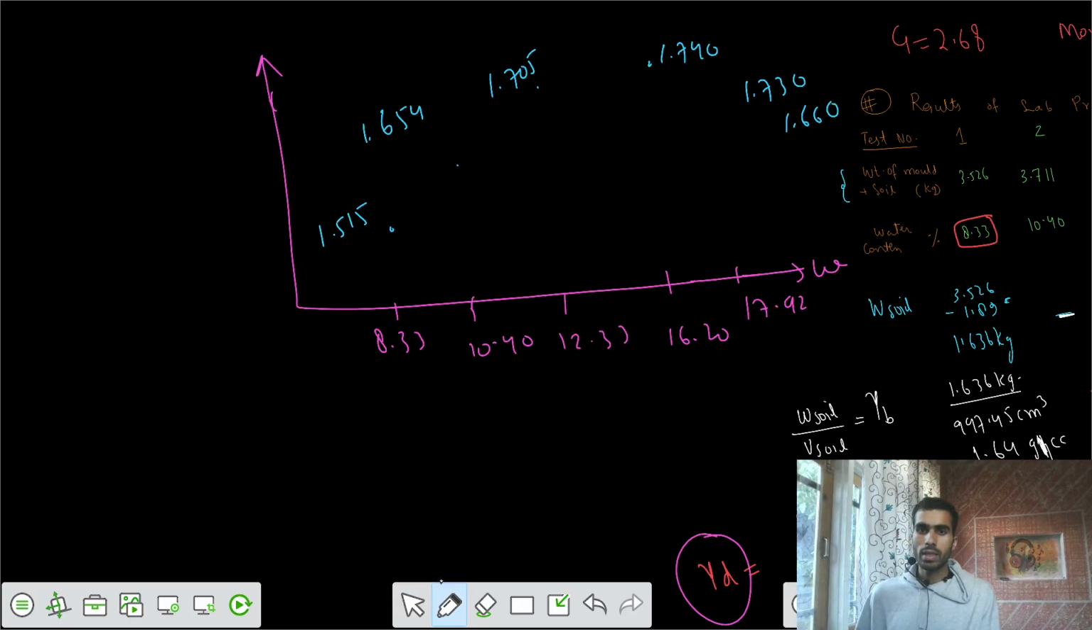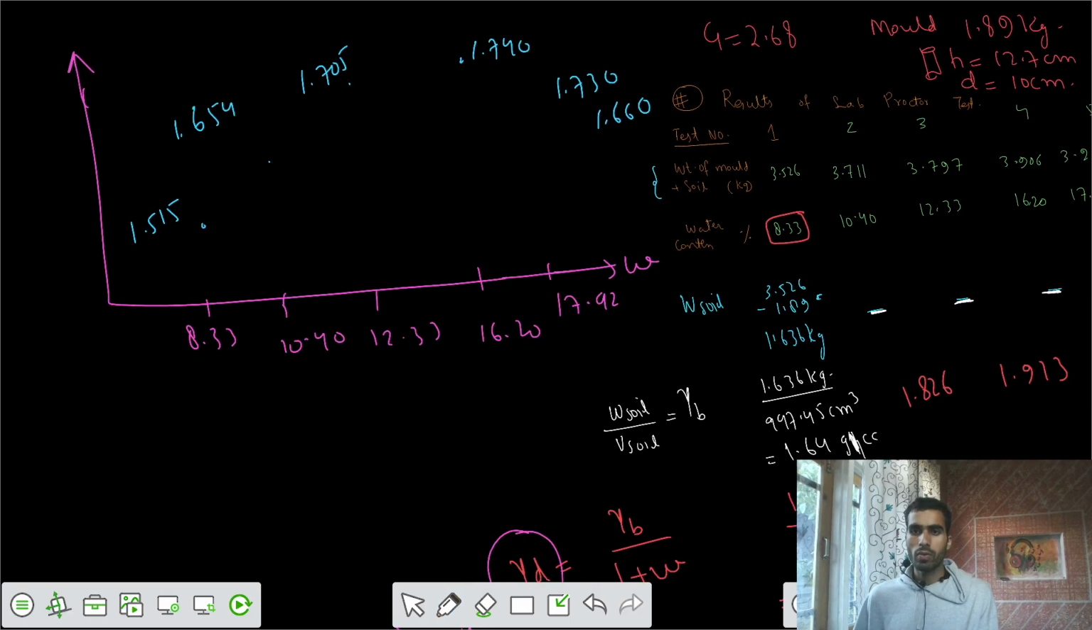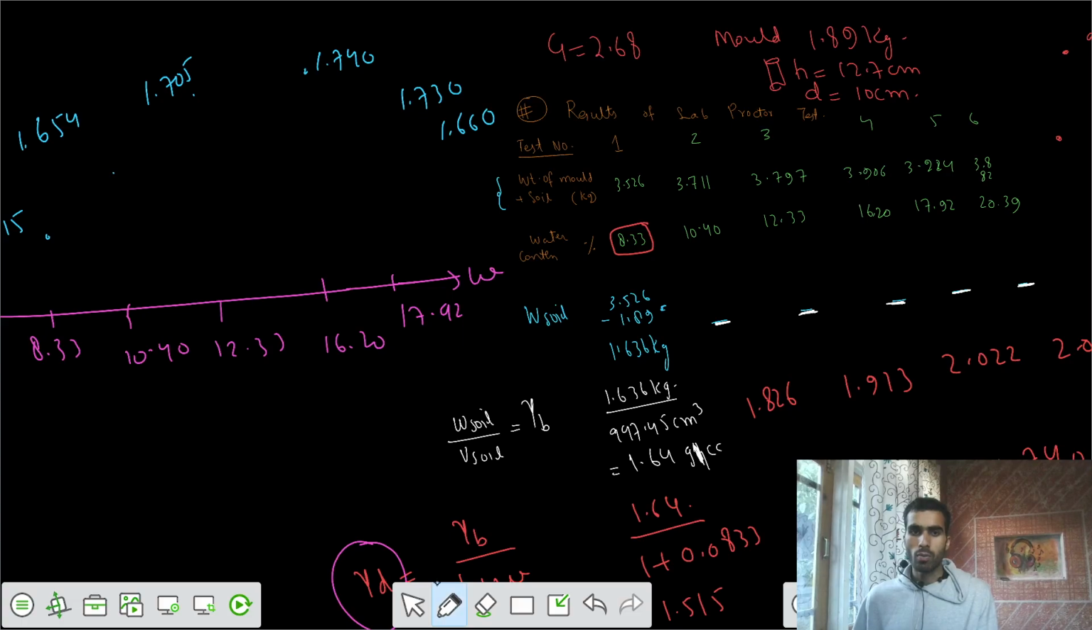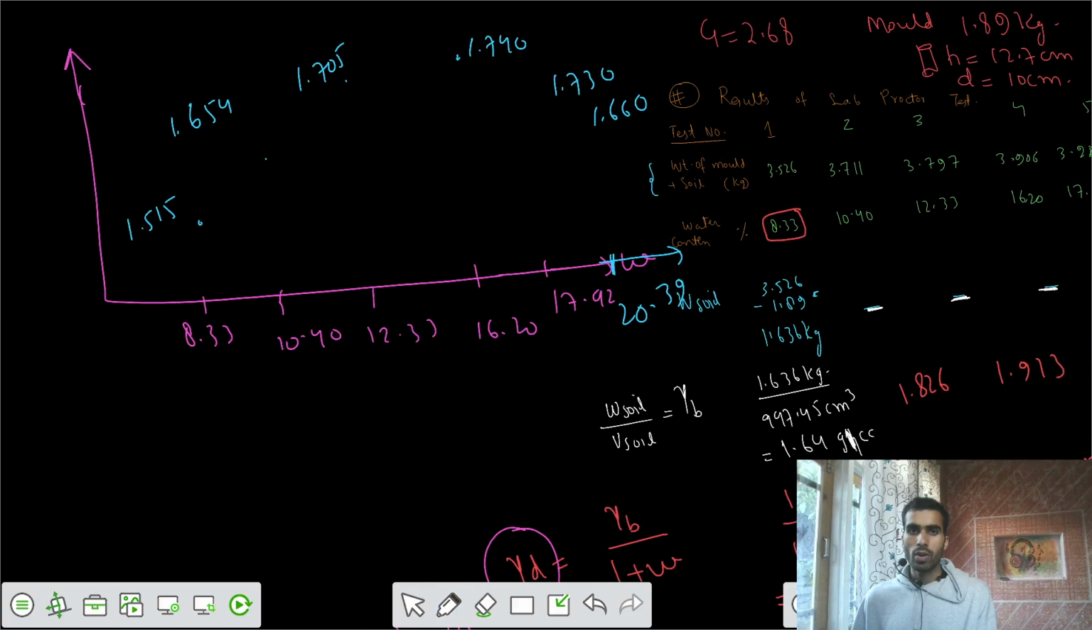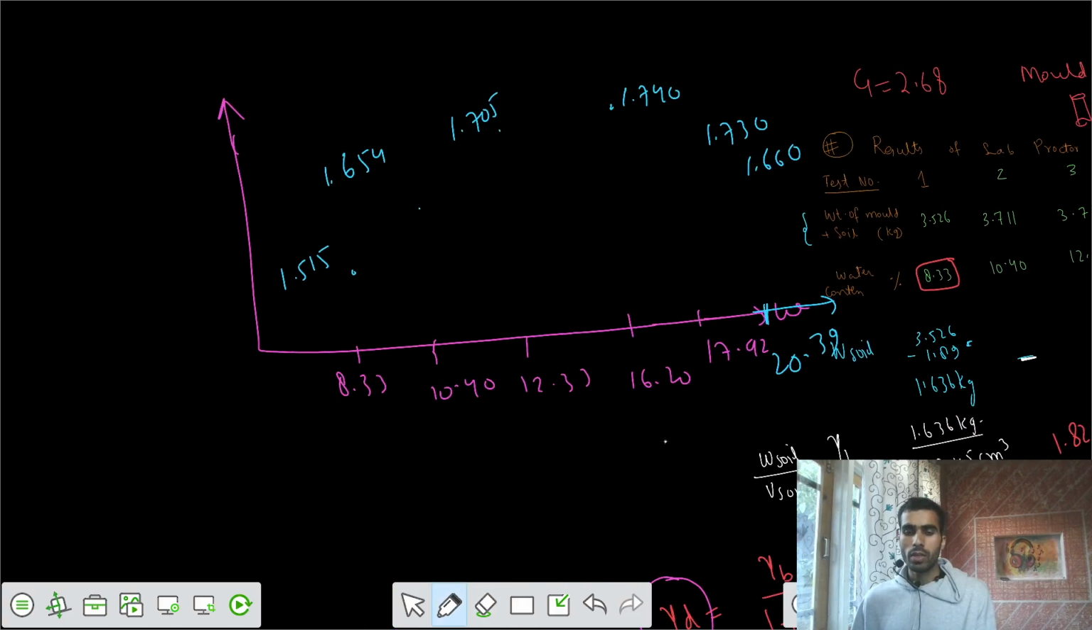So we are getting these few values. We have 6 water contents actually. One more water content is there, that is 20.39. Now we need a smooth curve that is touching and going in between those points. Let's say the curve gets formed somewhat in this fashion.